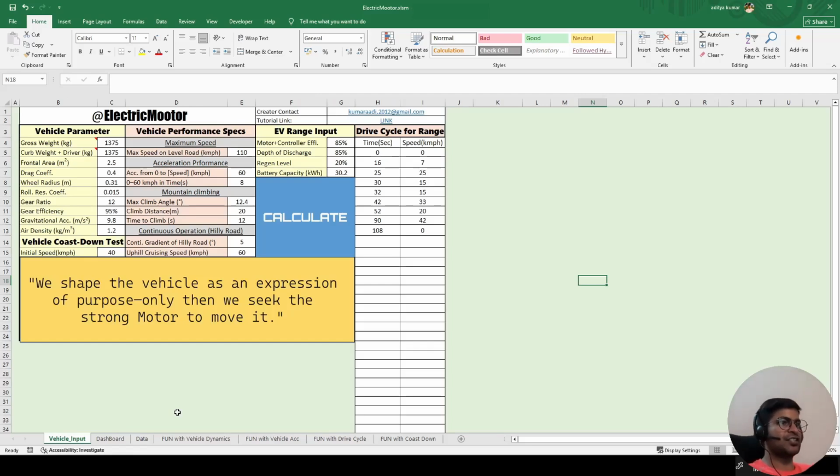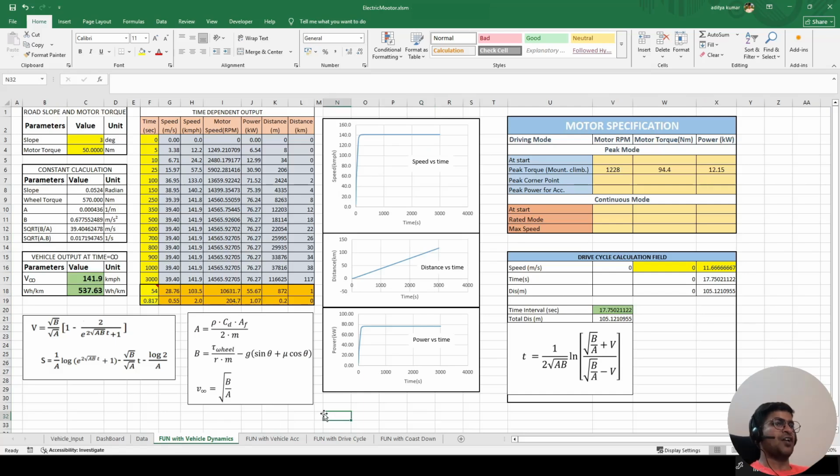So let's jump to the sheet whose name is Fun with the Vehicle Dynamics. Please do not get stressed out while seeing so many numbers. I'm going to explain each and everything. All these numbers that you see are very easy because we have already done the hard work while driving. The speed of the vehicle as a function of time t, and the distance covered by the vehicle as a function of time t, and we also derived the constants a and b, which I have written here.